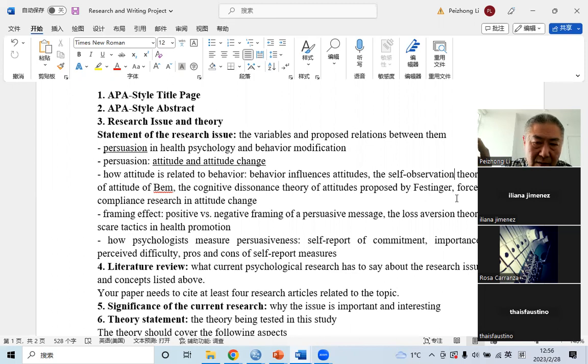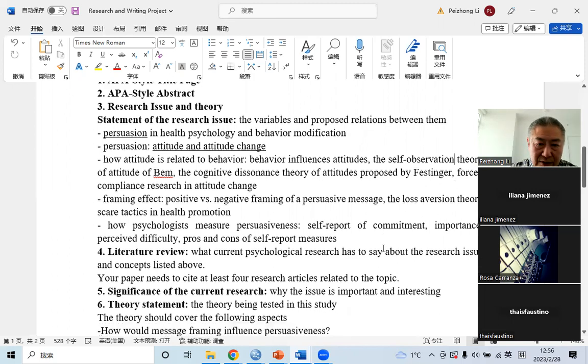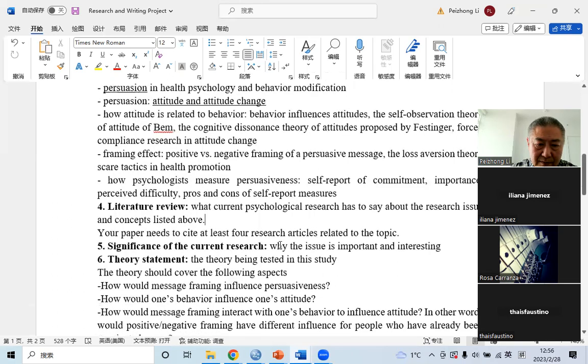And then we're also interested in how people's behavior influences their attitude. There is a lot of research showing that behavior influences attitude more strongly than attitude influences behavior. And these are the research issues you want to explain.